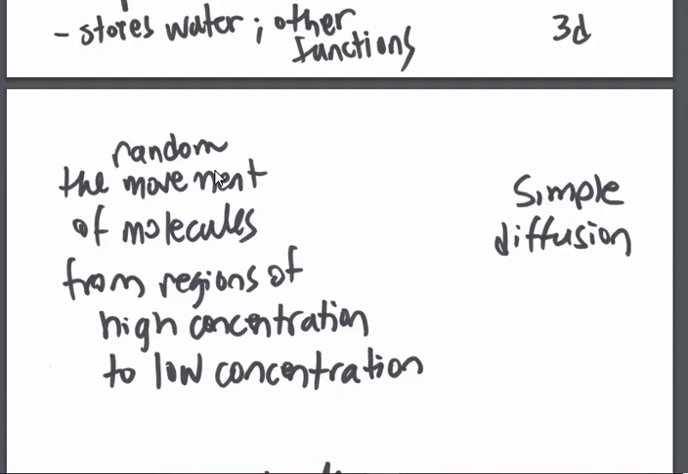So perhaps there will not be many mistakes here, but I want to ask you first, the random movement of molecules from regions of high concentration to low concentration is called what?